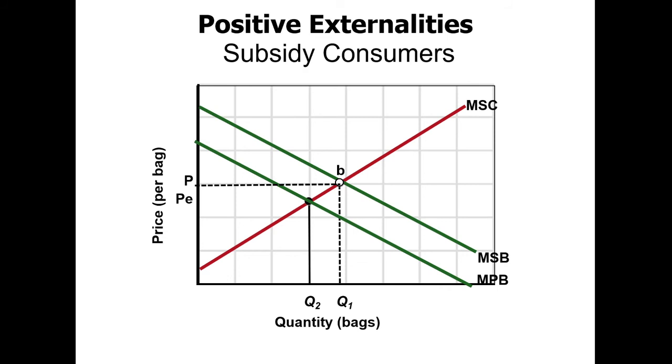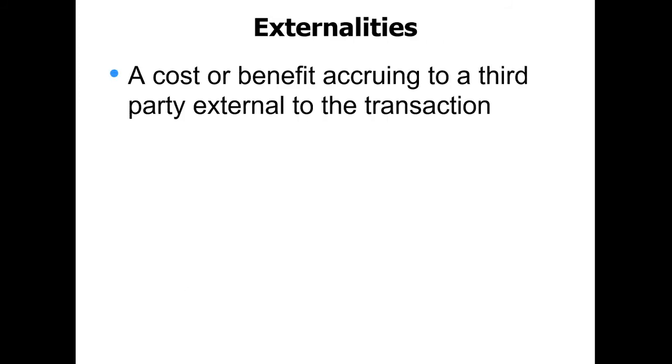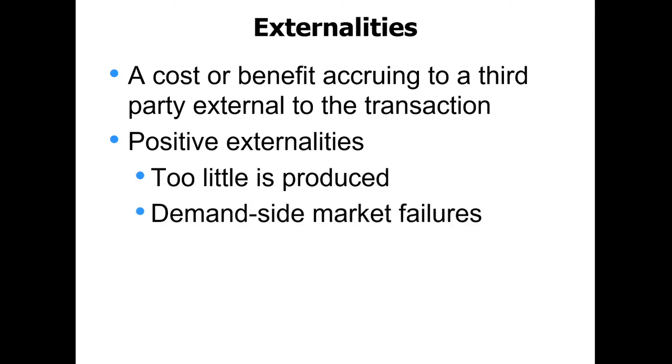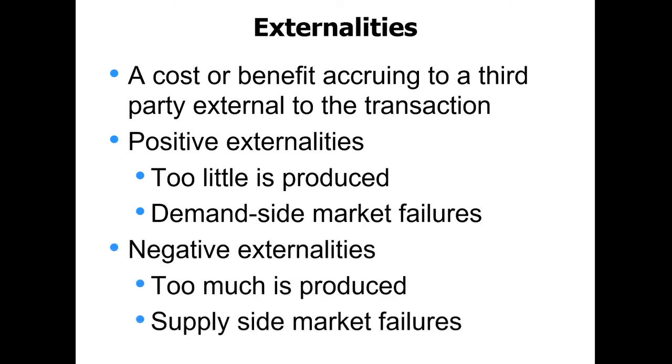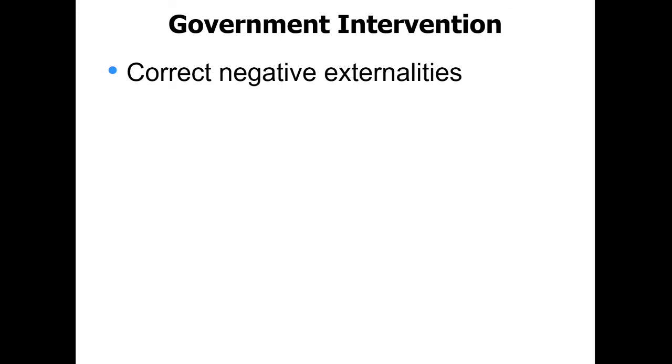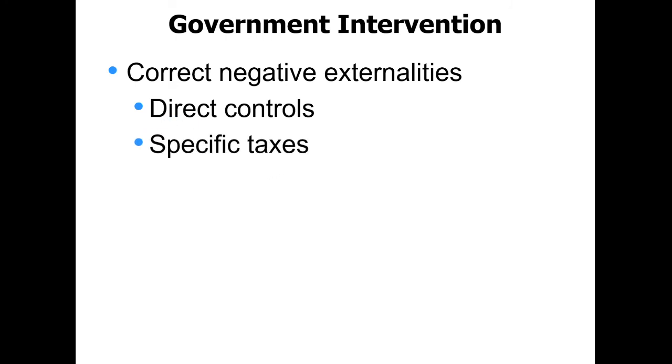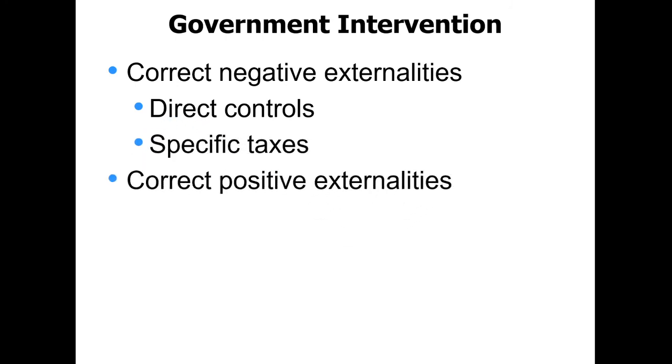All right, so let's just go through a quick review. Externalities, right? Third party benefit or cost. Positive externality, too little is produced. It's a demand side market failure. All right. And then we have the negative externality, too much is produced, and it's a supply side market failure. How can we correct negative externalities? Through government intervention. Okay. They can take direct control over the product. They can make specific taxes. Okay. To correct the positive externality, they can subsidize, right?